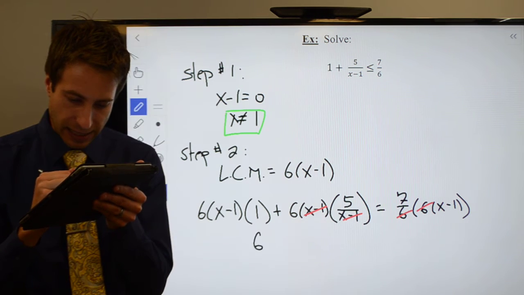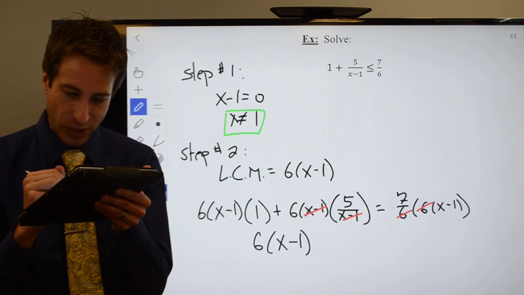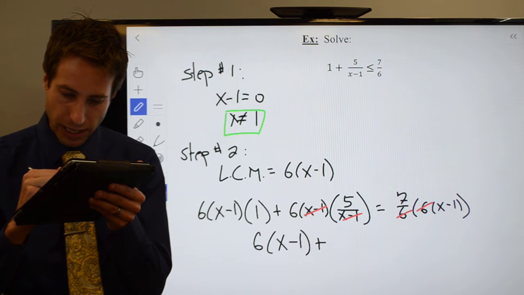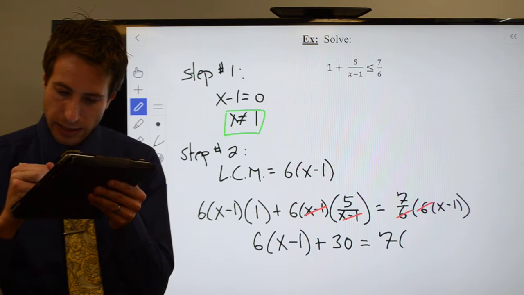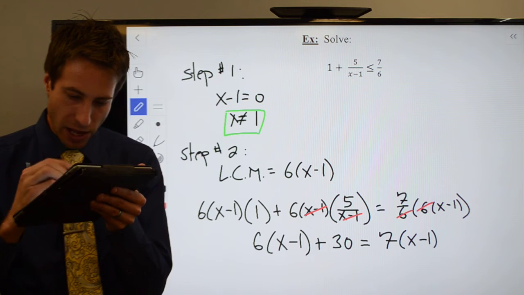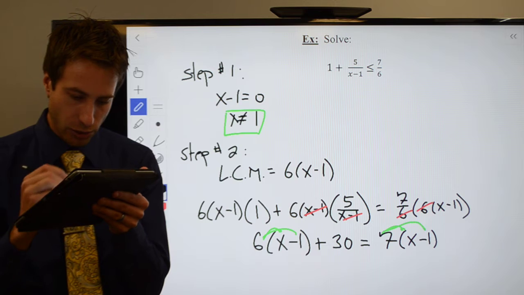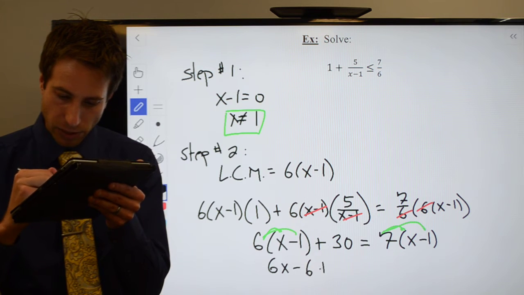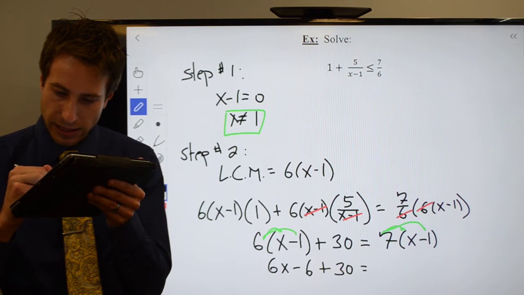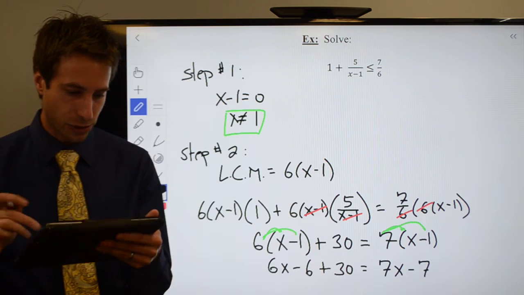So I have 6 times x minus 1. And then I'm left with 6 times 5, so 30. And then I'm left with 7 times x minus 1. Let's do the distributive property to see how this goes. I wind up with 6x minus 6 plus 30 is equal to 7x minus 7. Interesting.